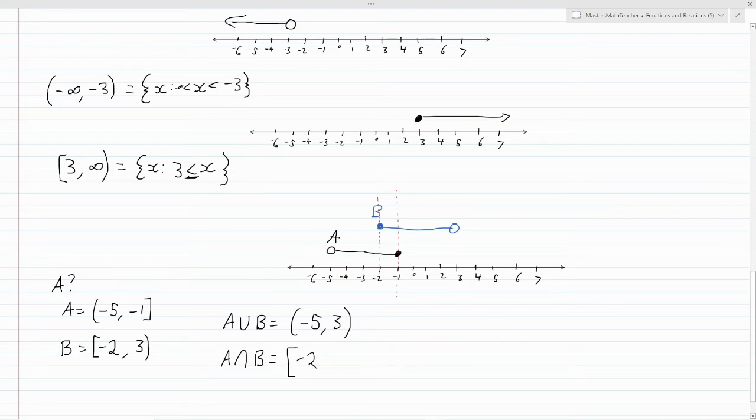Now A ends at -1, which is also where it intersects B, so it goes to -1. And again, it's a square bracket because at least one of them has hit that point. So that's how we link using our interval notation with our set notation.